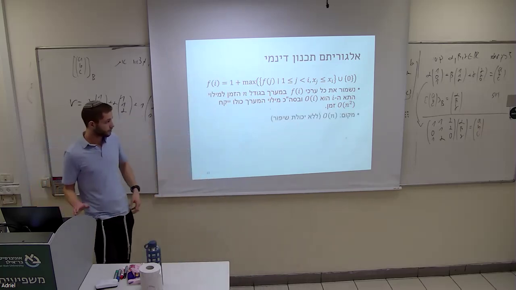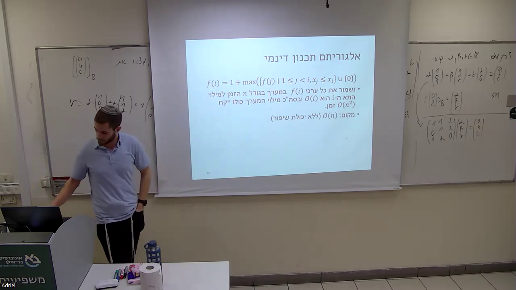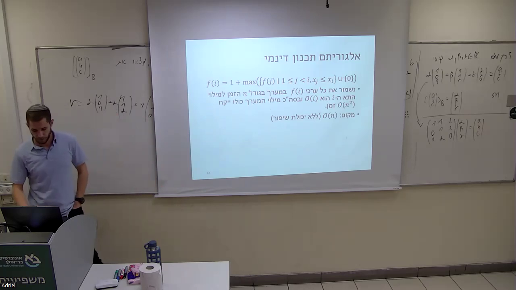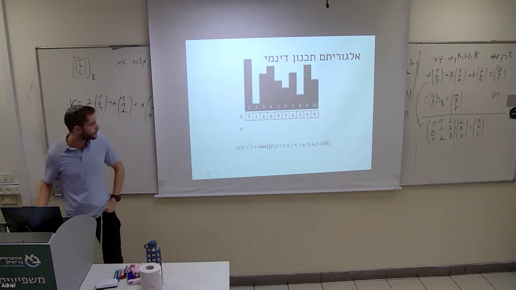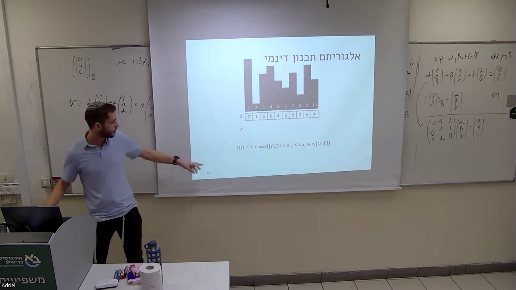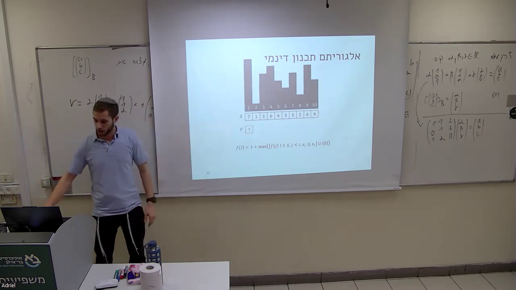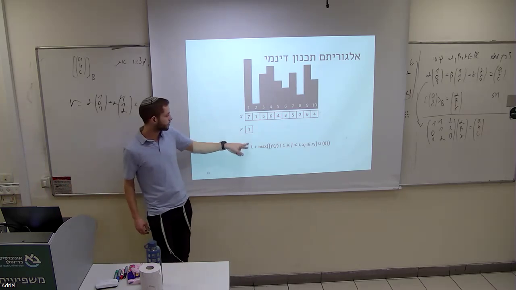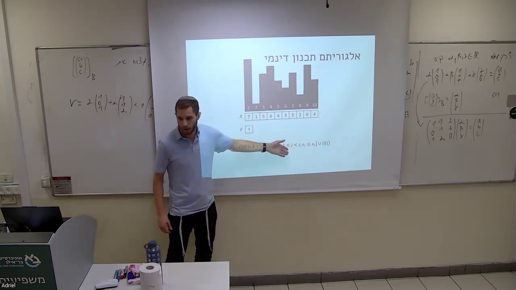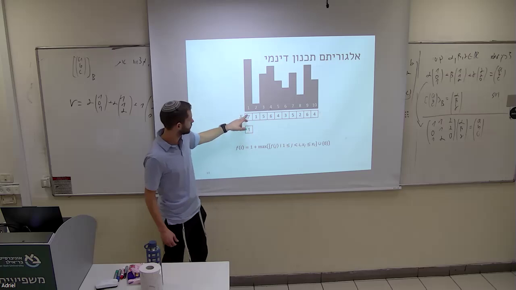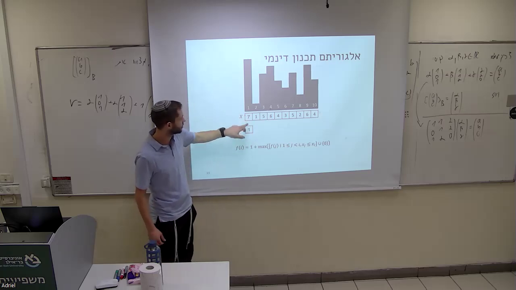The space is O of n. Now let's just see an example of how we calculate this. So F is our dynamic programming solution. For the first one, we have 1 plus the max of whatever, but we don't have any options, so it's 0. So then it's 1 plus 0, 1.